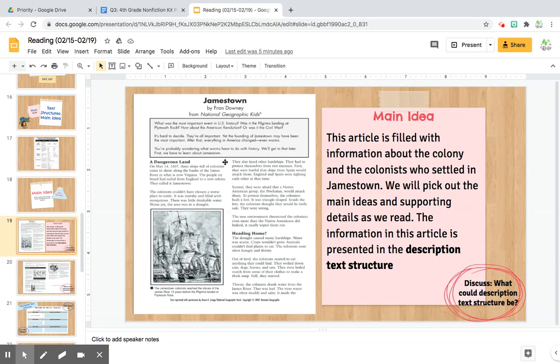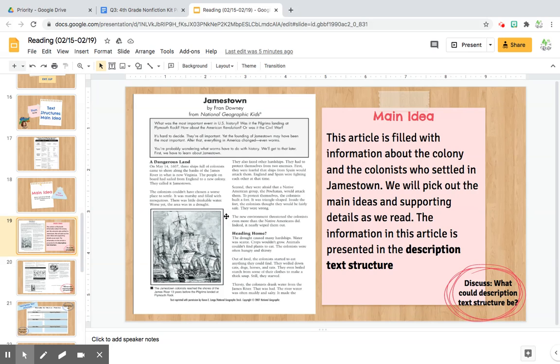They had to protect themselves from 2 enemies. First, they were fearful that ships from Spain would attack them. England and Spain were fighting each other at that time. Second, they were afraid that a Native American group, the Powhatan, would attack them. To protect themselves, the colonists built a fort. It was triangle shaped. Inside the fort, the colonists thought they would be fairly safe. They were wrong. The new environment threatened the colonists even worse than the Native Americans did. Indeed, it nearly wiped them out.